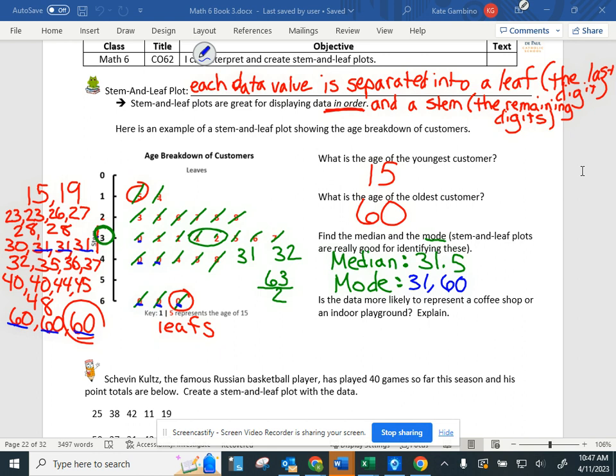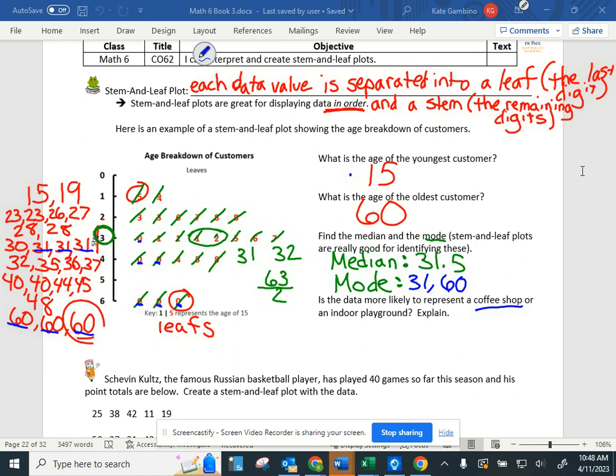Okay, does that make sense? One last question. Is the data more likely to represent a coffee shop or an indoor playground? Explain. So which one do you think, coffee shop or playground, and why? What do you think, Olivia? A coffee shop, because in an indoor playground there are like adults. Yeah, because it makes more sense to be a coffee shop because our youngest person was 15. If it's a playground, there's going to be a lot more little kids there.